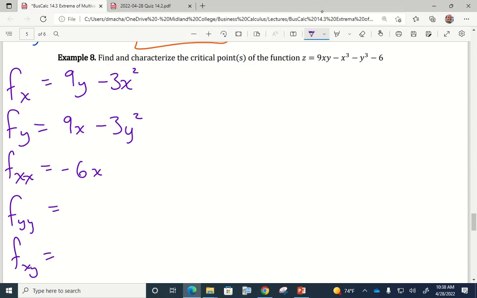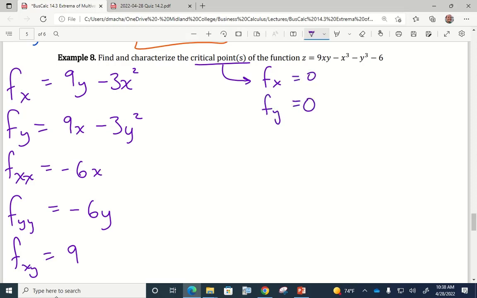And then what about the second derivative with respect to y? Negative 6y. Yep, Dan is right, because we pretend that x is a constant whenever I'm taking the derivative with respect to y. What about my mixed partial? It's going to be 9, because whether you're taking the derivative with respect to y of the derivative with respect to x, or the other way around, you get 9 either way.